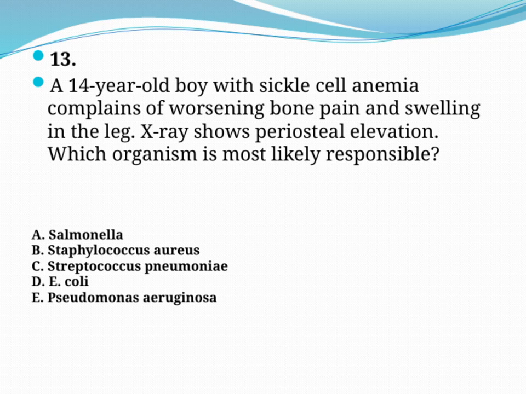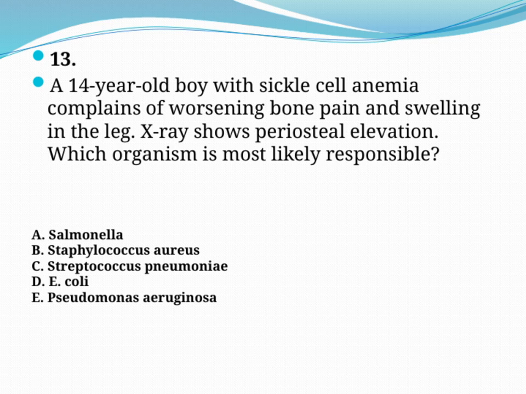When we think about the likely causative organisms, Salmonella stands out as the most common pathogen responsible for osteomyelitis in sickle cell patients. Salmonella has a propensity to invade the bone in these individuals, leading to the periosteal elevation we see here. Other bacteria like Staphylococcus aureus are common causes of osteomyelitis in the general population, but in sickle cell disease, Salmonella is more prevalent.